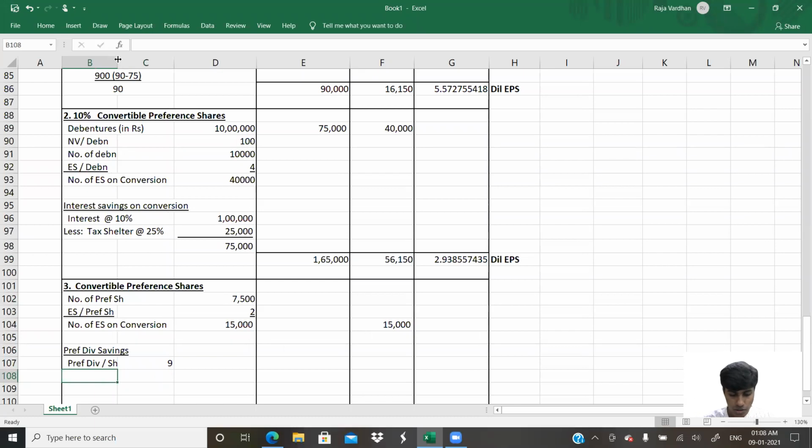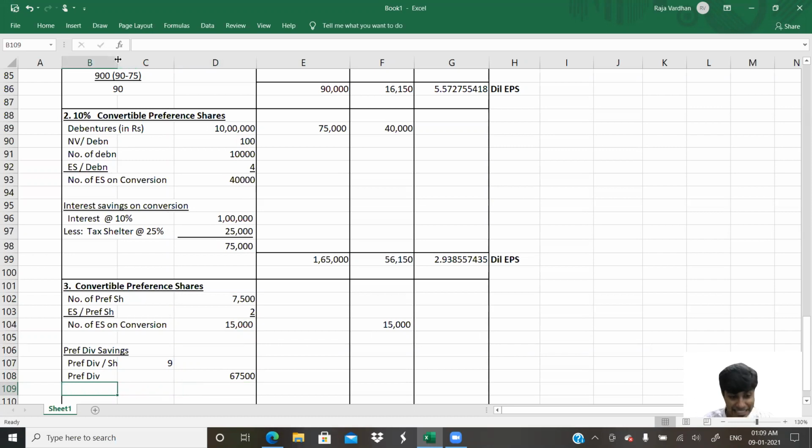7,500 shares. So preference dividend is how much? It will become 9 rupees multiplied by 7,500. That is 67,500.